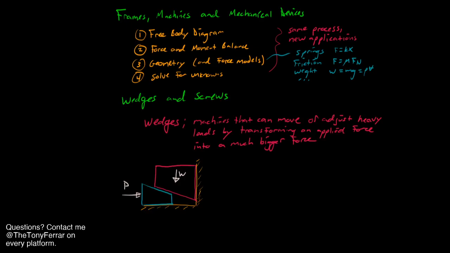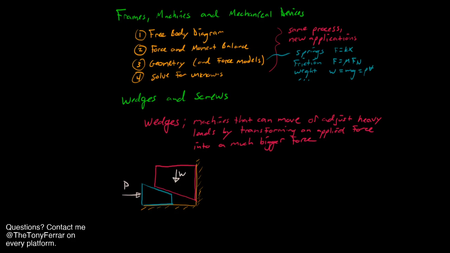Today we're going to look at wedges and screws, two mechanical devices. A wedge is a machine that can move or adjust a heavy load by transforming an applied force into a much bigger force. Just like pulleys, it comes at a cost. We might get a huge force, but you have to move it a long distance to get anything to happen. So you're trading distance for force.